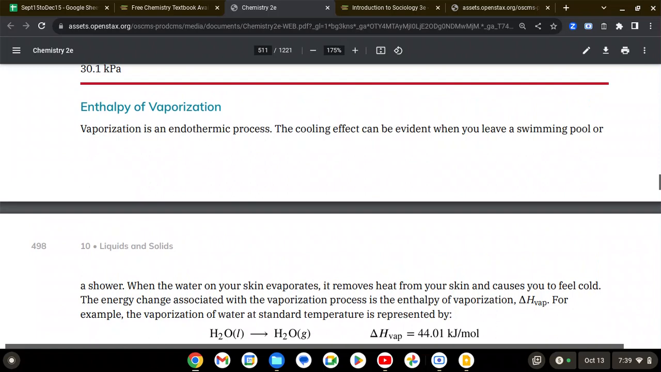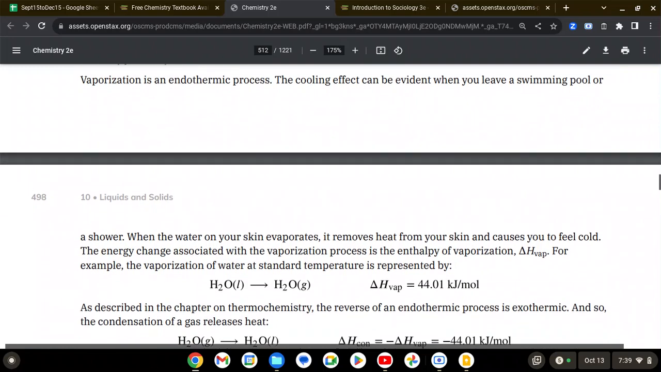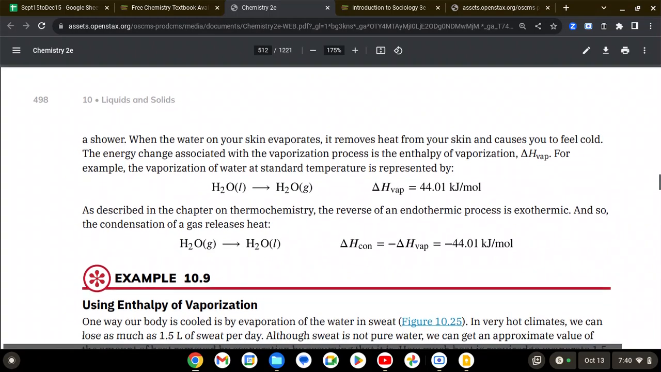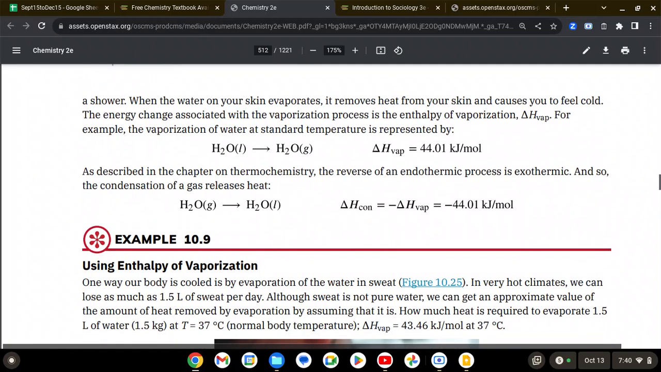All right. Enthalpy of vaporization. Vaporization is an endothermic process. The cooling effect can be evident when you leave a swimming pool or a shower. When the water on your skin evaporates, it removes heat from your skin and causes you to feel cold. The energy change associated with the vaporization process is the enthalpy of vaporization, or delta H vap. For example, the vaporization of water at standard temperature is represented by the equation, and the associated enthalpy of vaporization. As described in the chapter on thermochemistry, the reverse of an endothermic process is exothermic, and so the condensation of a gas releases heat. That is correct.